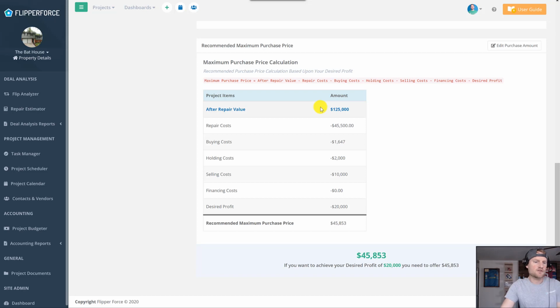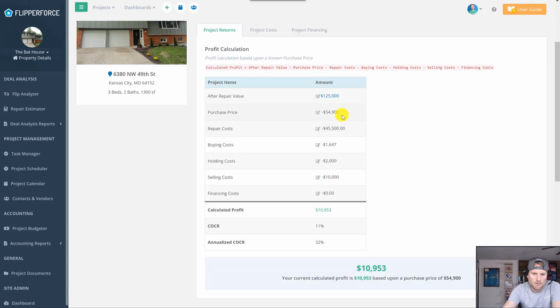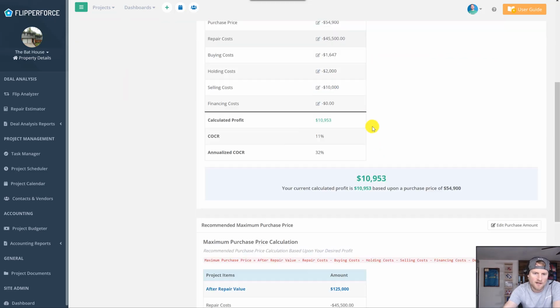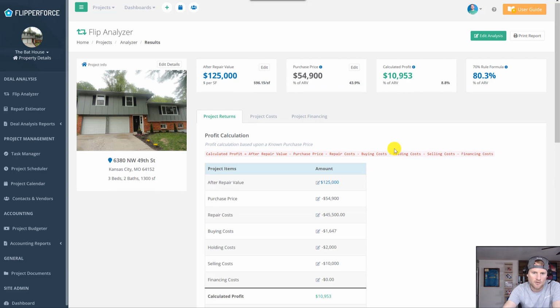So again, here's the math for that. Basically, your maximum purchase price is equal to your after repair value, so what you can resell it for, minus your repair costs, minus your buying, holding, and selling costs, and then minus your desired profit of $20,000. So if we want to make that 20 grand, we need to offer $45,853. So technically, what they're asking, $54,900, is overpriced by about $10,000.